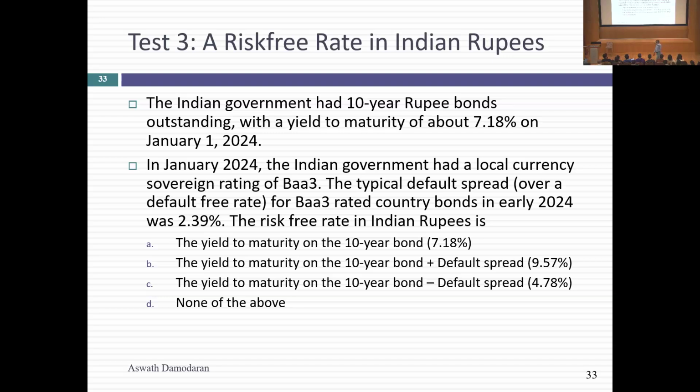So 7.18% of the government bond. If you trust my default spread, 2.39% of that is for default risk. Do you see where I'm going to go to get a risk-free rate? I start with the 7.18. Am I going to add or subtract out the 2.39? Subtract out, because I want to take out default risk. My risk-free rate in Indian rupees is going to be 4.78%.